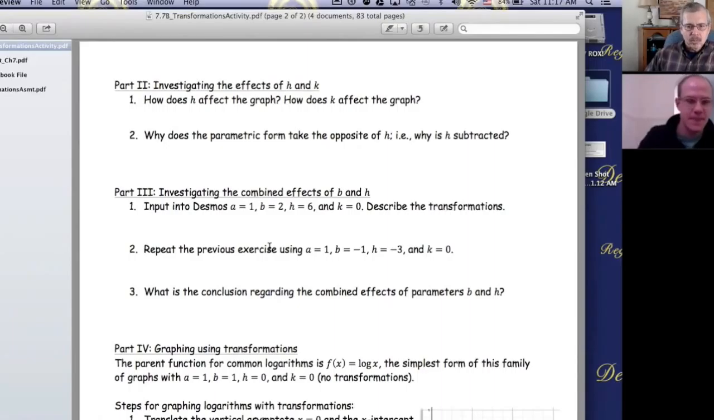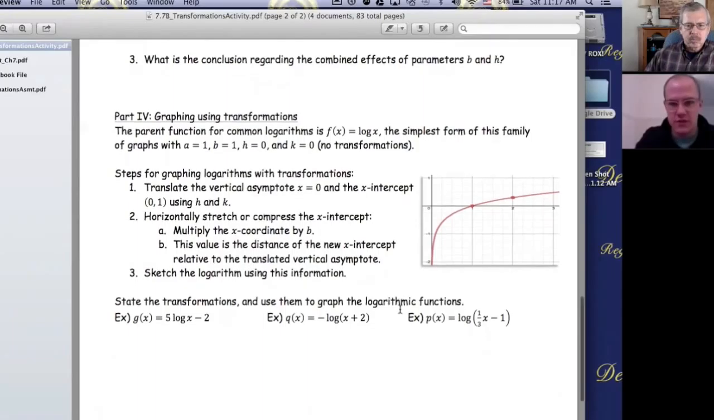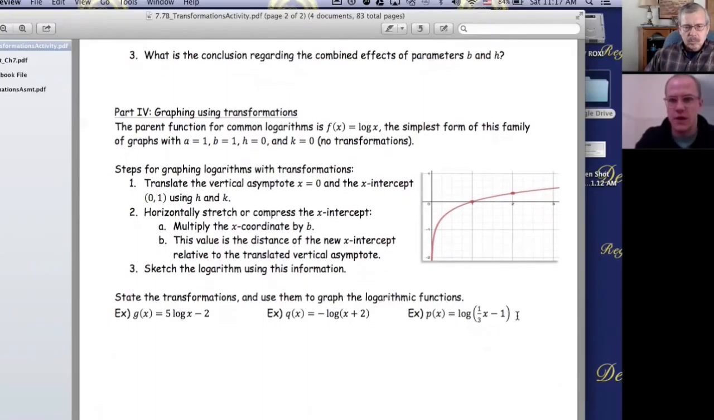Excellent. Okay. And then this starts to take the concept of what the parameters do and apply it as a skill. So we're looking here at graphing using transformations. This is similar to what the items on the post-test look like. And I break down for them the steps then to actually work with the parameters effects on the resulting graph. So I tell them that they have to translate the vertical asymptote and the x-intercept.